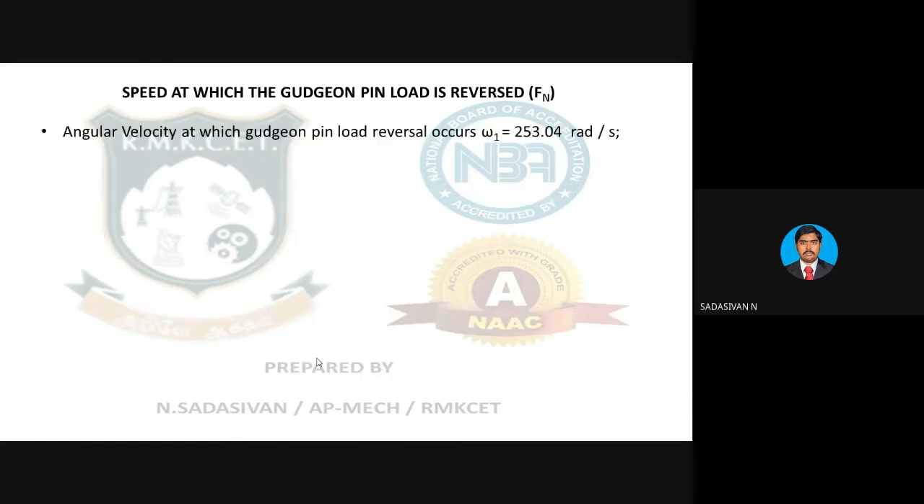Convert it into RPM. I think it is not required in this question, as the question does not ask for angular velocity. If the question reads angular velocity, then you can leave it as omega. Anyway, for safety, find N also. Just reverse it: 2 pi N by 60 equal to 253. Find N. It comes around 2416.3 RPM.